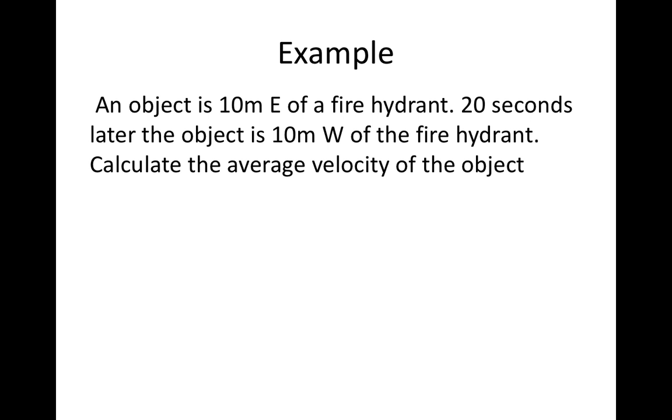Here's an example. An object is 10 meters east of a fire hydrant. 20 seconds later, the object is 10 meters west of the fire hydrant. Calculate the average velocity of the object. So we can start by drawing a diagram for ourselves to help us understand this better. So you have a fire hydrant. Let's suppose it's here. Now, the initial position of the object is 10 meters east of the fire hydrant. Let's say it's a person that's running from one side to the other.